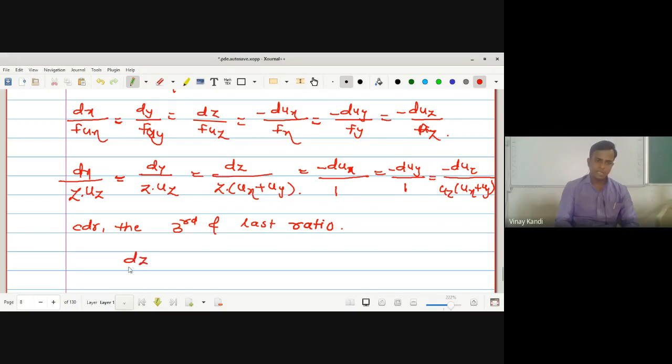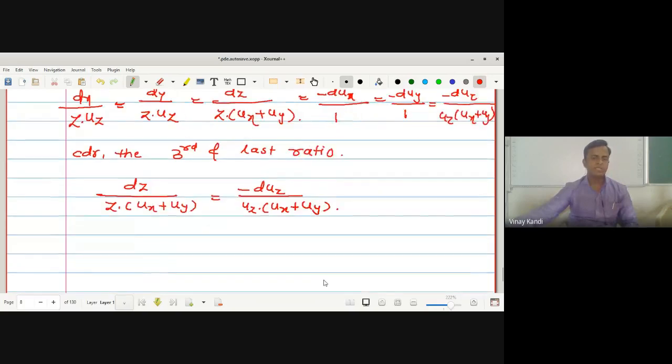Now tell me, dz upon this one, z into ux plus uy is equal to minus duz upon uz into ux plus uy. Okay, now tell me the partial differential equation.